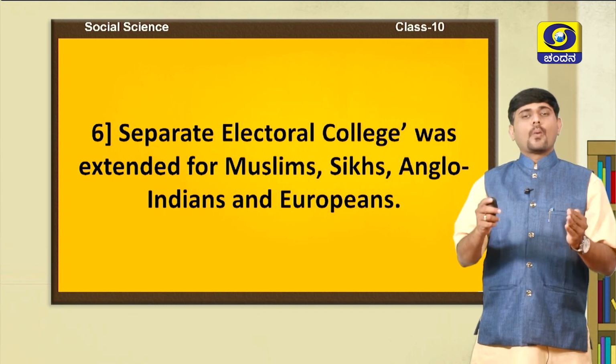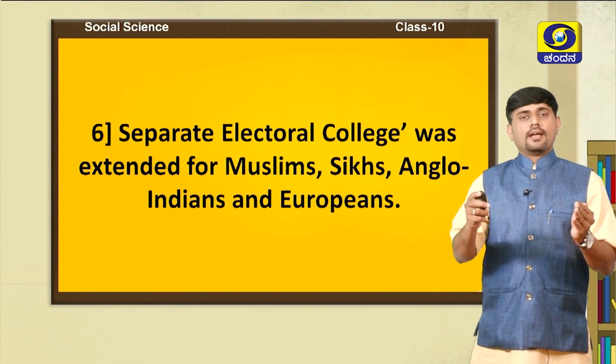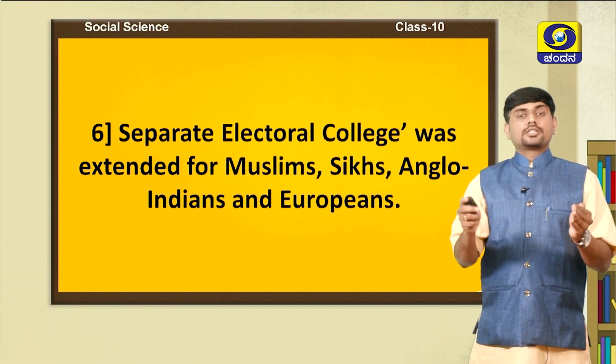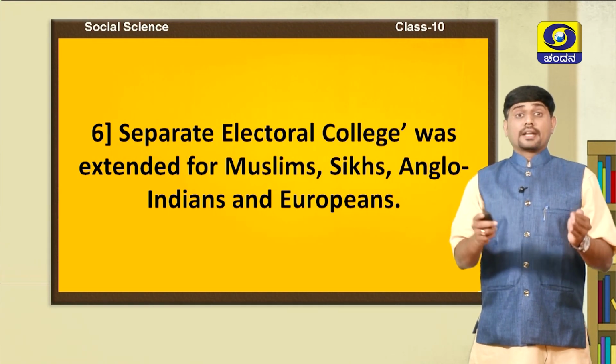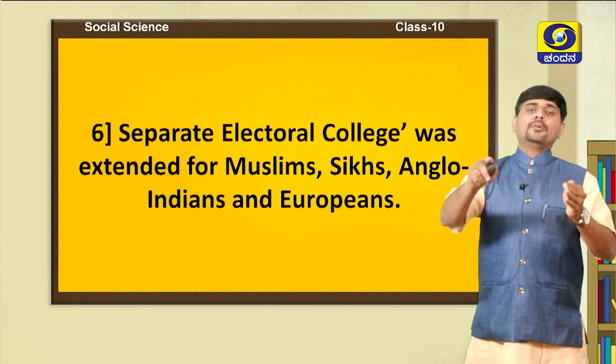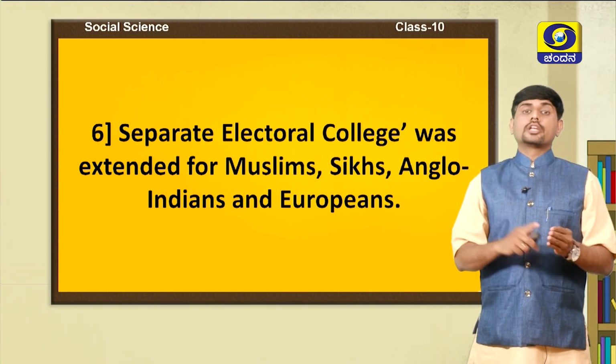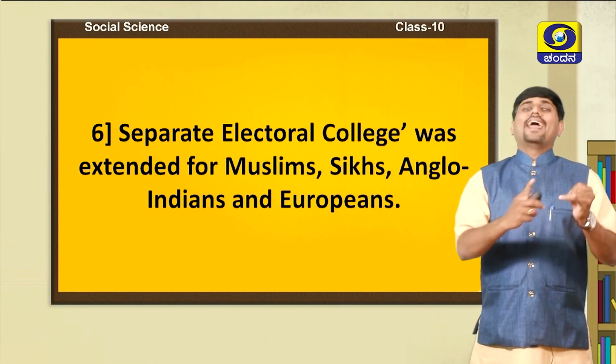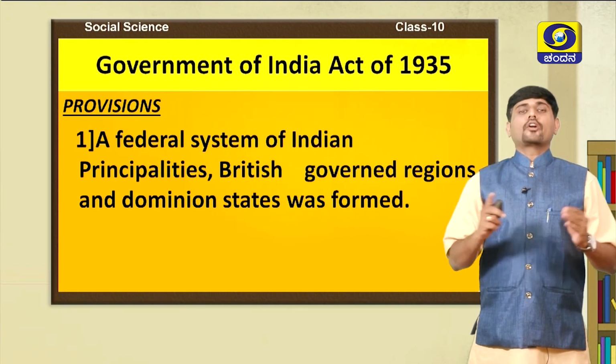Dear students, one point is very important here. According to the Act of 1909, separate communal electorates were given only to the Muslims. But here, separate communal electorates were granted to Muslims along with the Sikhs, Anglo-Indians and the Europeans. It is a very important point.